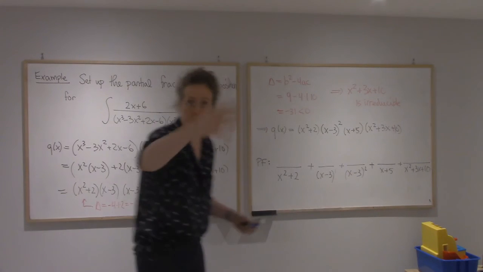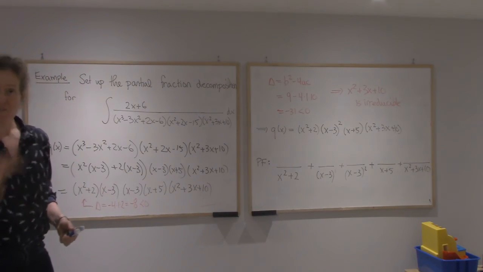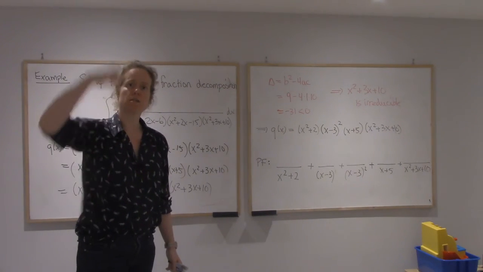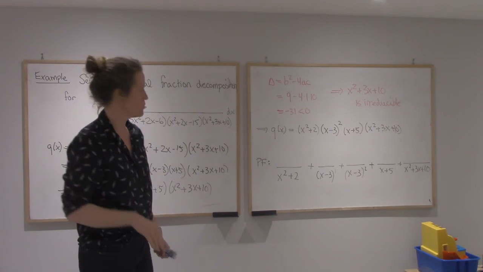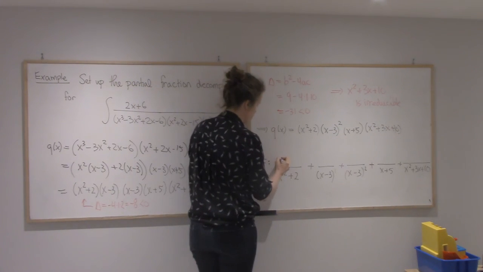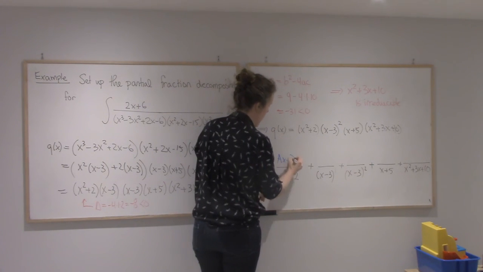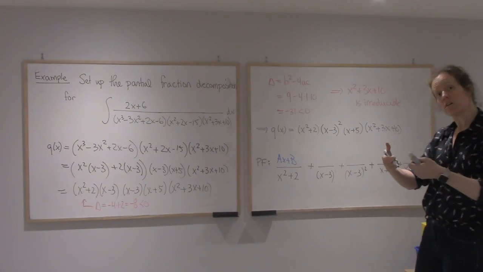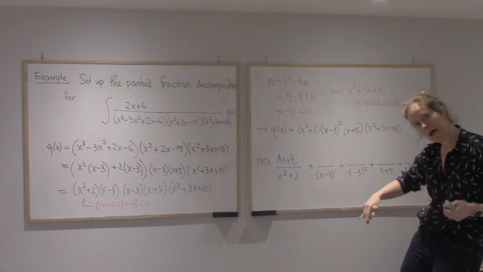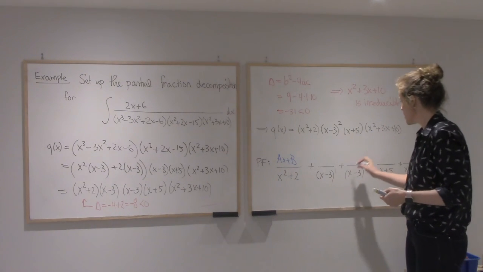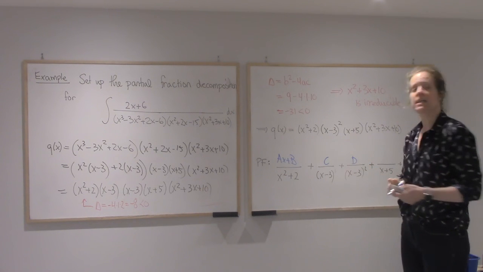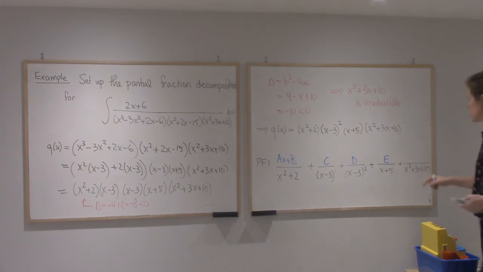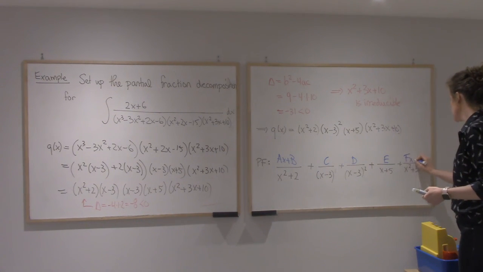Now I need to figure out what happens to the top. Remember, if the factor is linear, you just put a constant, that's good enough. If the factor is quadratic, you need to put a linear term, something like ax plus b. In this case, I have a quadratic, so I need a linear on top. For the x minus 3 terms, even though this is to the power 2, the factor is x minus 3, that's what counts. So this and this will just need a constant. This will only need a constant. This one, again, is an irreducible quadratic, so here I'll need fx plus g.